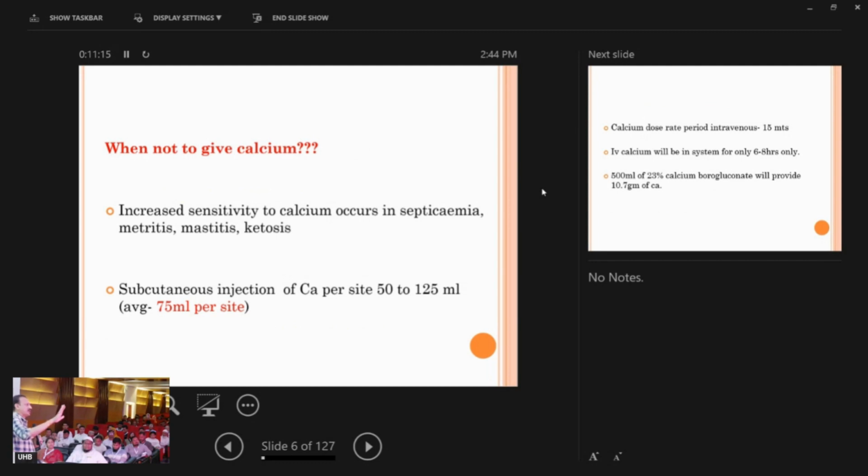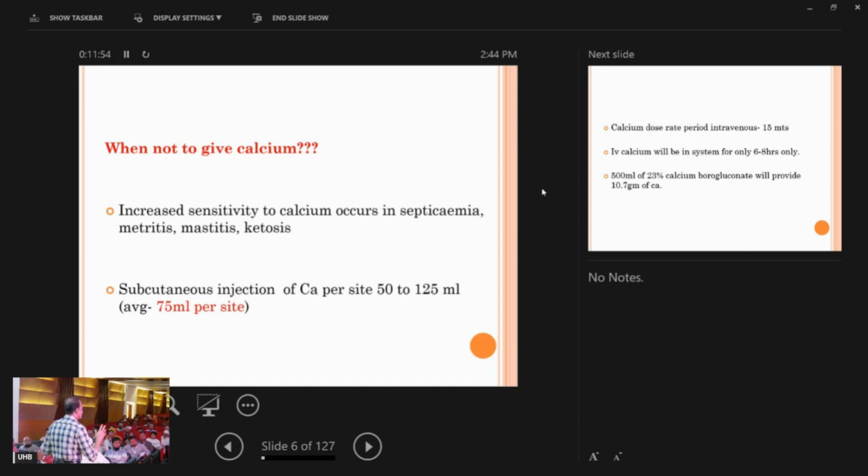We also have to keep in mind when you should not give calcium. Increased sensitivity to calcium occurs in cases of septicemia, hepatitis, mastitis, ketosis, or any hemoprotozoan disease. Suppose the animal is suffering from a hemoprotozoan disease and is recumbent, and the recumbency is due to anemia. You may think the animal is lying down and give calcium, but because of the sensitivity to calcium, the animal may collapse. The same happens in septicemia and hepatitis; the animal will collapse immediately after giving calcium.